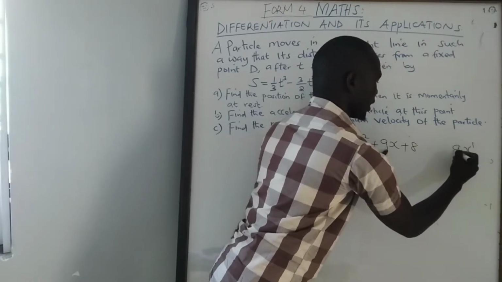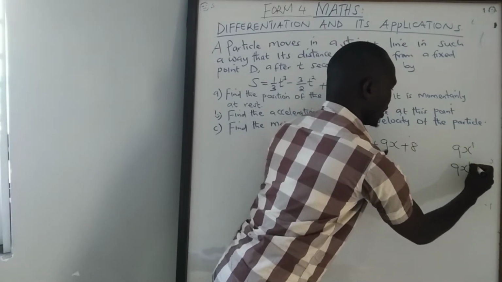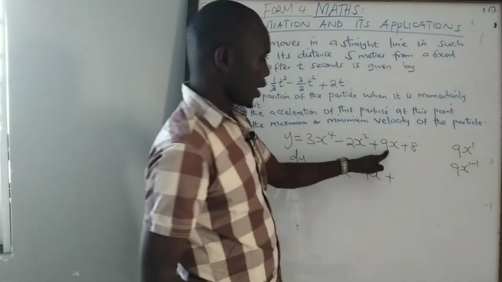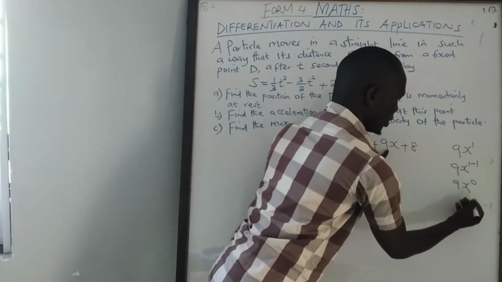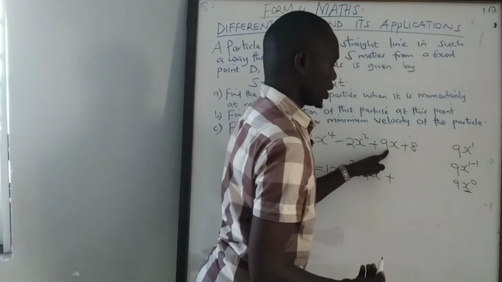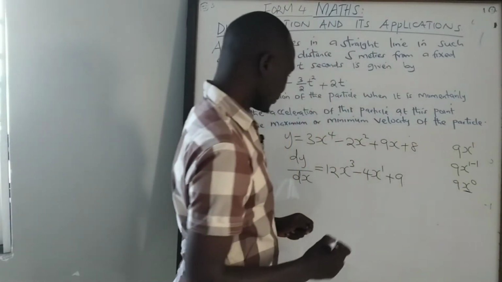So 1 multiplies here so that we have 9x^1. Then we less 1 from the power of x such that we have 9x^0. And any number raised to 0 is actually 1. 1 times 9, we are going to have 9.